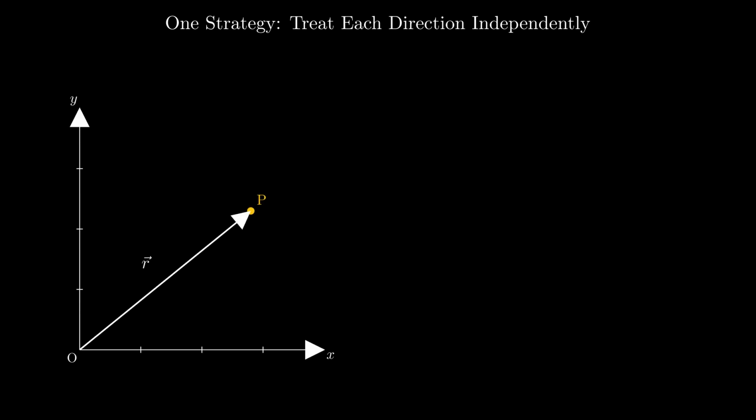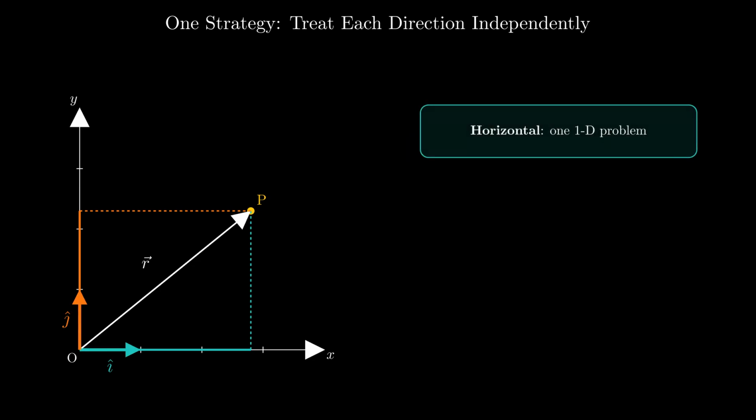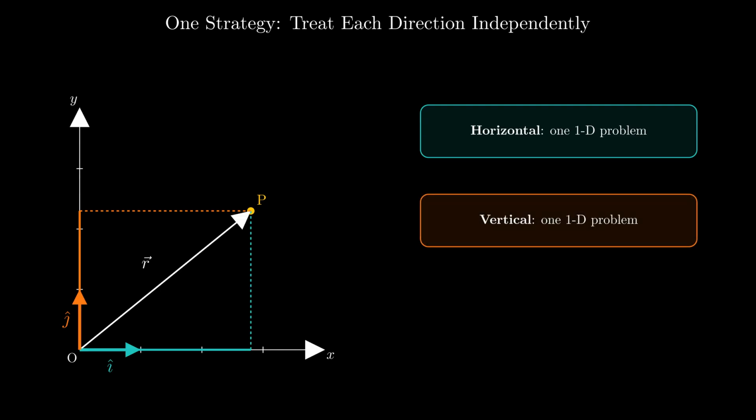Here is the key idea. To handle motion in a plane, we treat each direction independently. Position, velocity, and acceleration are all vector quantities, and any vector can be resolved into components along two perpendicular axes. So we pick Cartesian axes, horizontal and vertical, with unit vectors i hat pointing along the horizontal and j hat pointing along the vertical. Then the whole problem breaks into two ordinary one-dimensional problems, one for each axis.